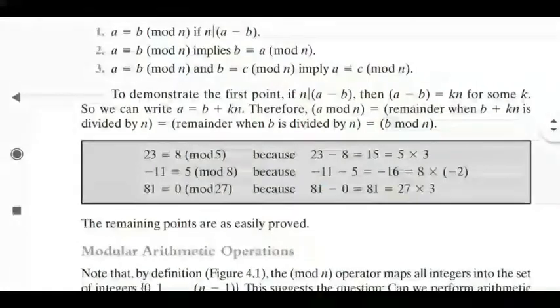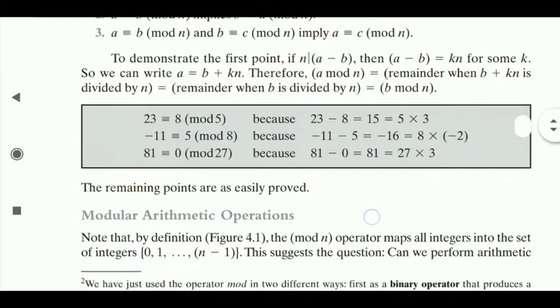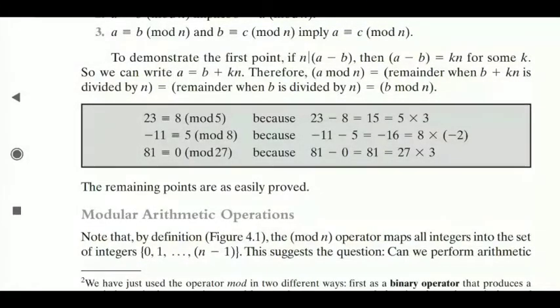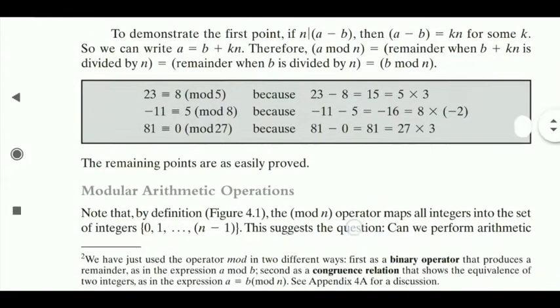See one example: 23 is congruent to 8 mod 5. That means 23 minus 8, that is a minus b, equals 15, which should be divisible by n. 15 equals 5 times 3, so 15 is divisible by 5, that is n. Next, minus 8 congruent to 8 mod 8: minus 8 minus 8 equals minus 16, which equals 8 times minus 2, also a multiple of 8. And 83 congruent to 2 mod 27 means 83 minus 2 equals 81, which is also divisible by 27.